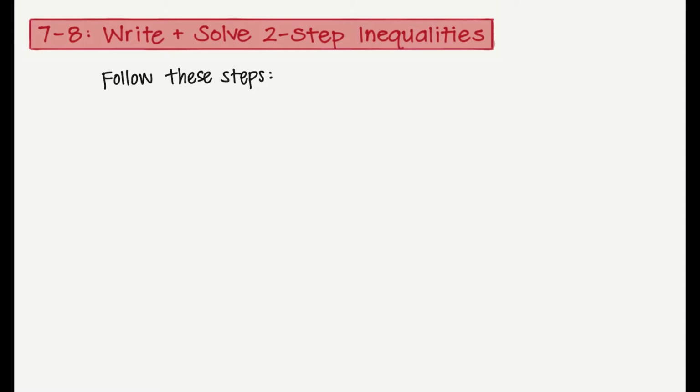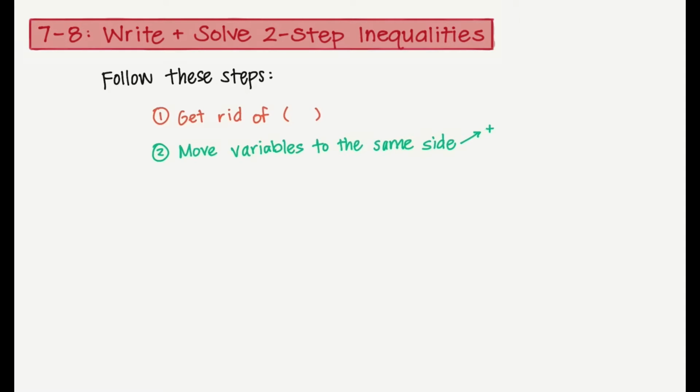Hello class, this is lesson 7-8 about how to write and solve two-step inequalities. So again, let's go over all of the steps. Get rid of your parentheses is always the first thing. Second step is to move your variables to the same side. I like moving it to the left, that's up to you. You do that by adding or subtracting on both sides.